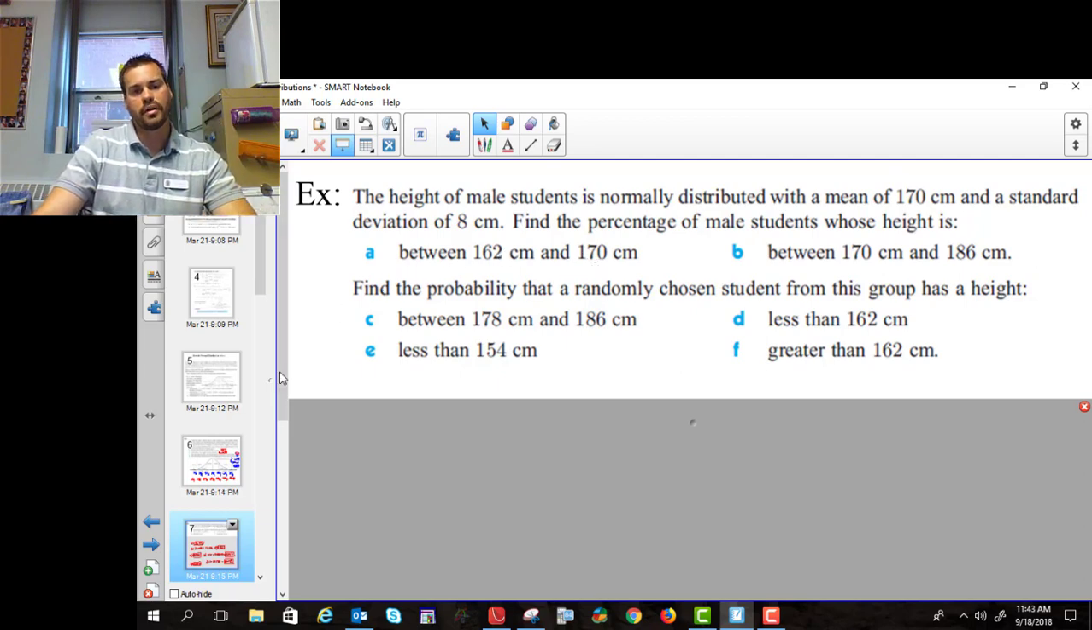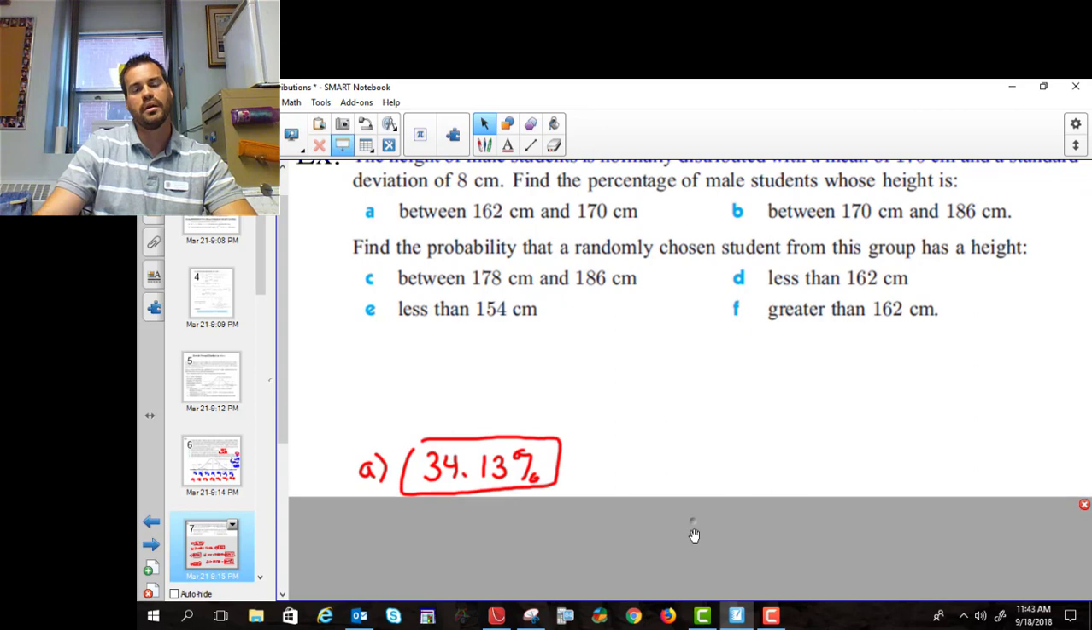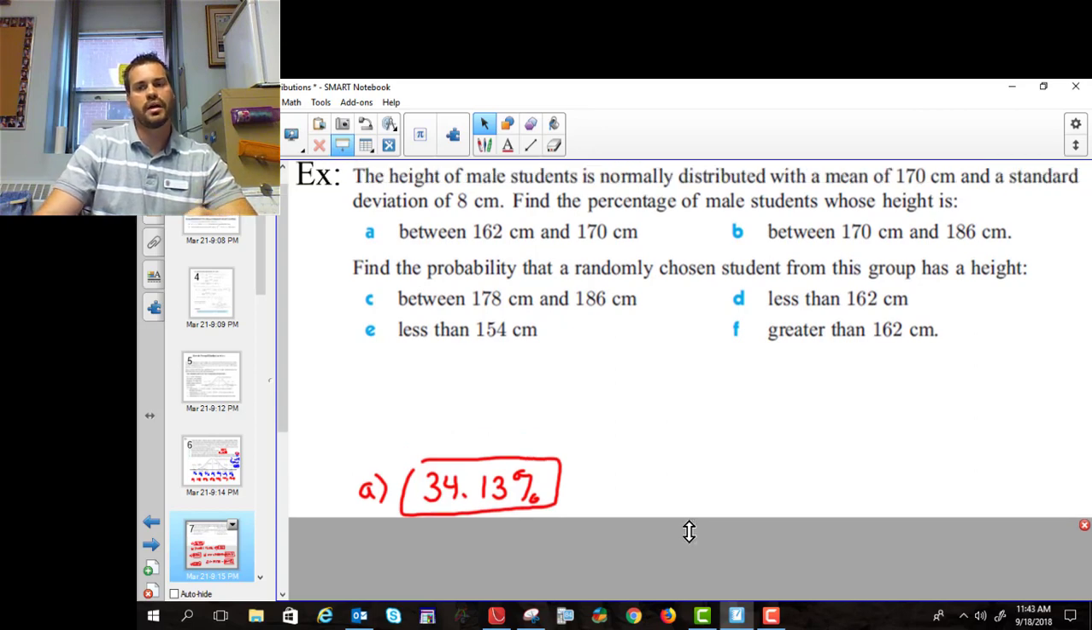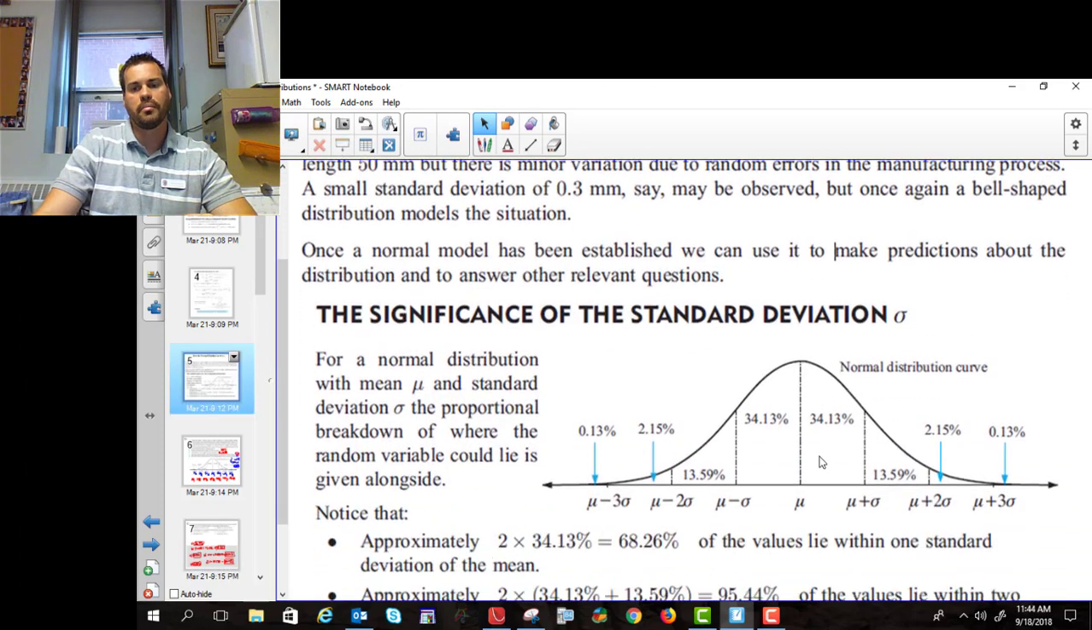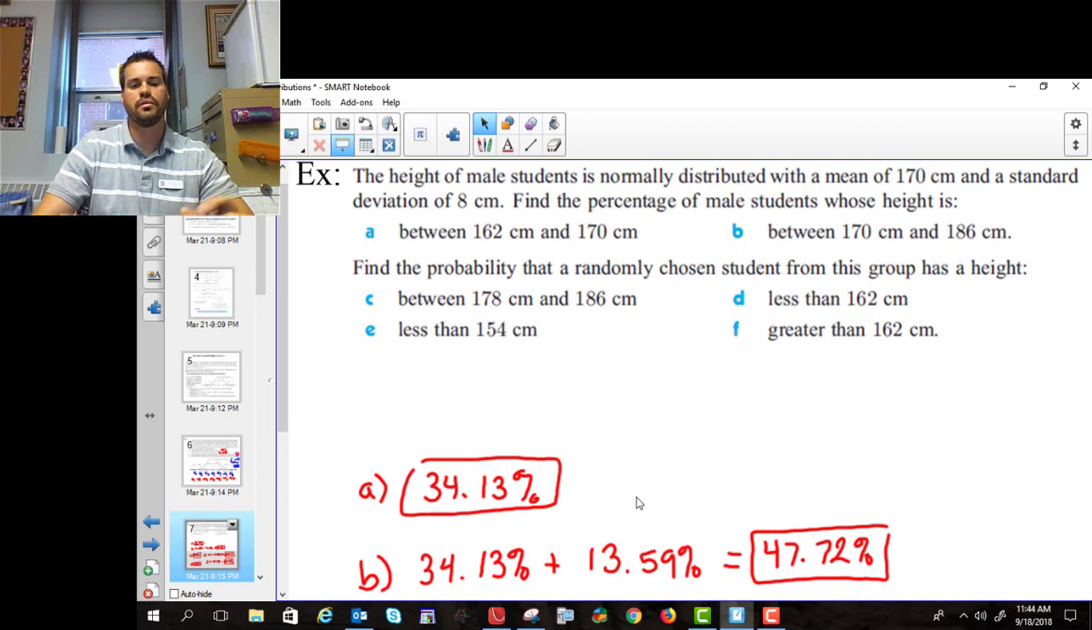If we go back up to our little diagram, that's 34% of our data. So we expect that that's our answer. Same thing here, 170 to 186, that's 2 standard deviations above the mean. It includes the first standard deviation and the second. So if you go back up to your diagram, it's 34% plus 13.59%, and if you add those together, you get that. So you can use those probabilities in that table I just showed you if you want to.